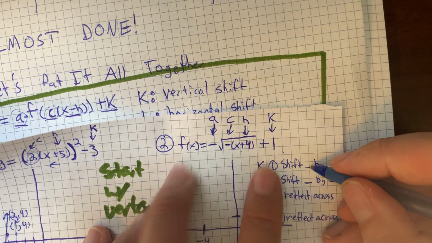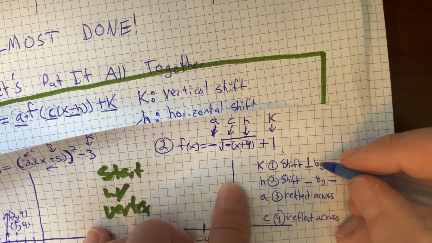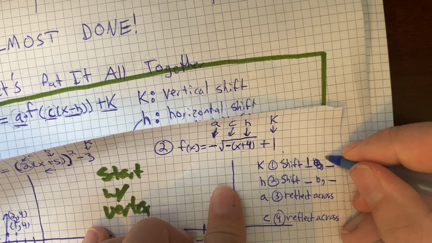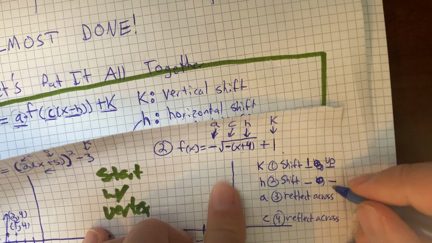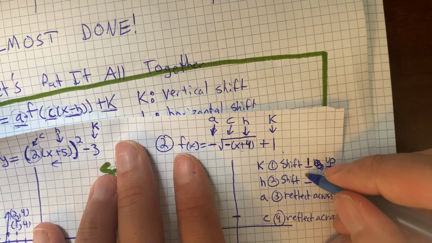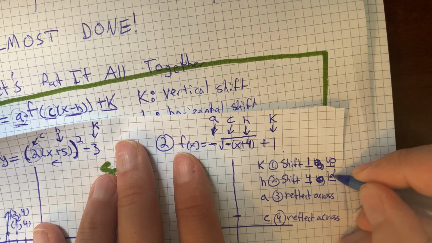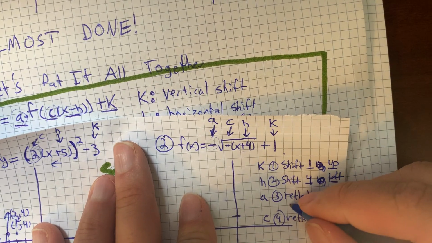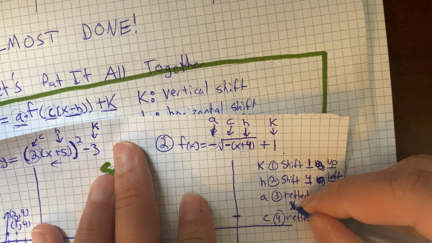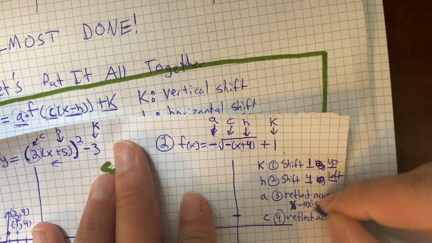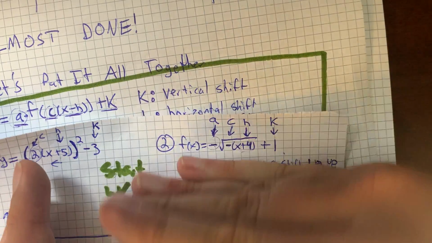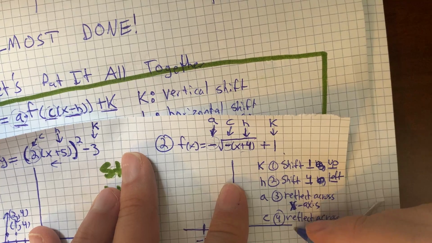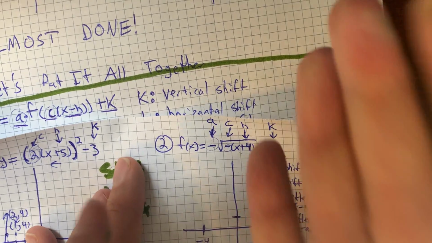So the plus 1 shifts by 1 up. I don't know what I was writing here. The H shifts 4 to the left. This A reflects across the x-axis. It's a vertical reflection. So this negative in front reflects across the x-axis, and this negative on the inside reflects across the y-axis. It is a horizontal reflection.